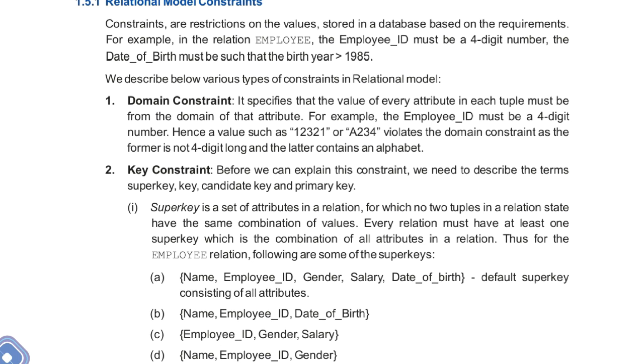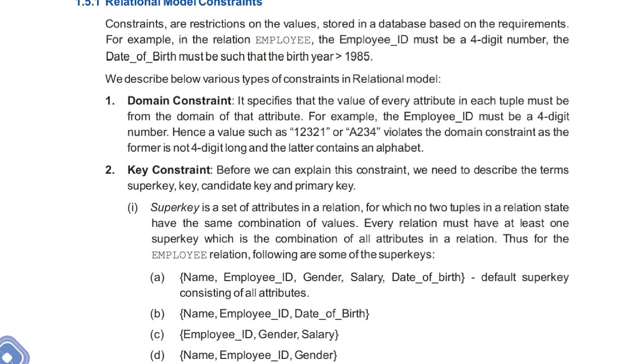Okay, next is key constraint. There are various key constraints which we can apply on the relational model. Before we can explain this constraint, we need to describe the terms super key, candidate key and primary key. Means there are the following key constraints which we can apply on the relational database. So before this we need to understand what the name key means.